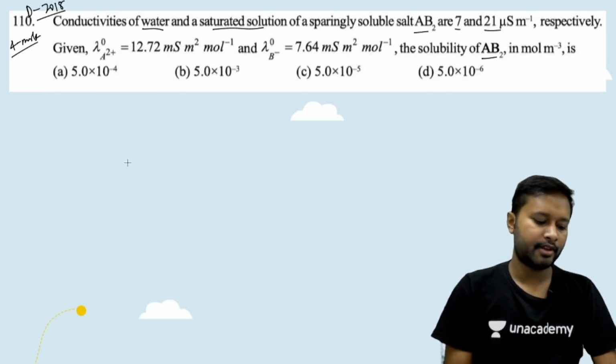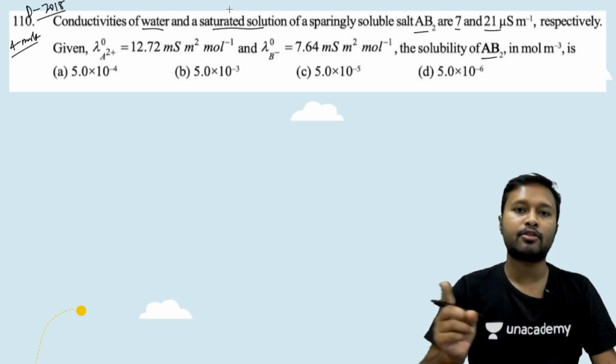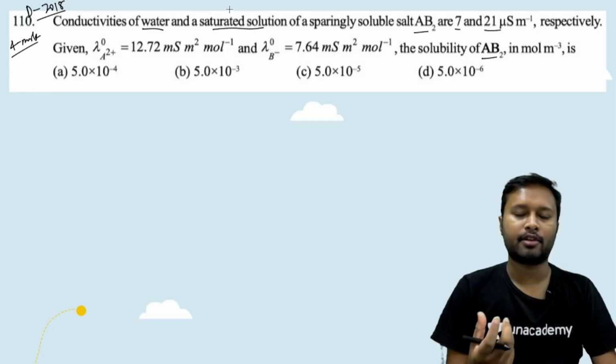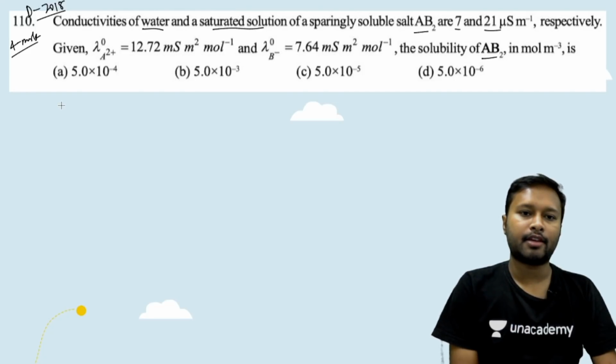For solving this, first of all you need to know that they have given you the value for water and the saturated solution. They have not given you the conductivity for the salt. So first of all let's try to find it out for the salt. The conductivity of the solution will be equal to the conductivity of water, H2O, plus the conductivity of the salt, that is AB2. So the solution is given to me as 21.